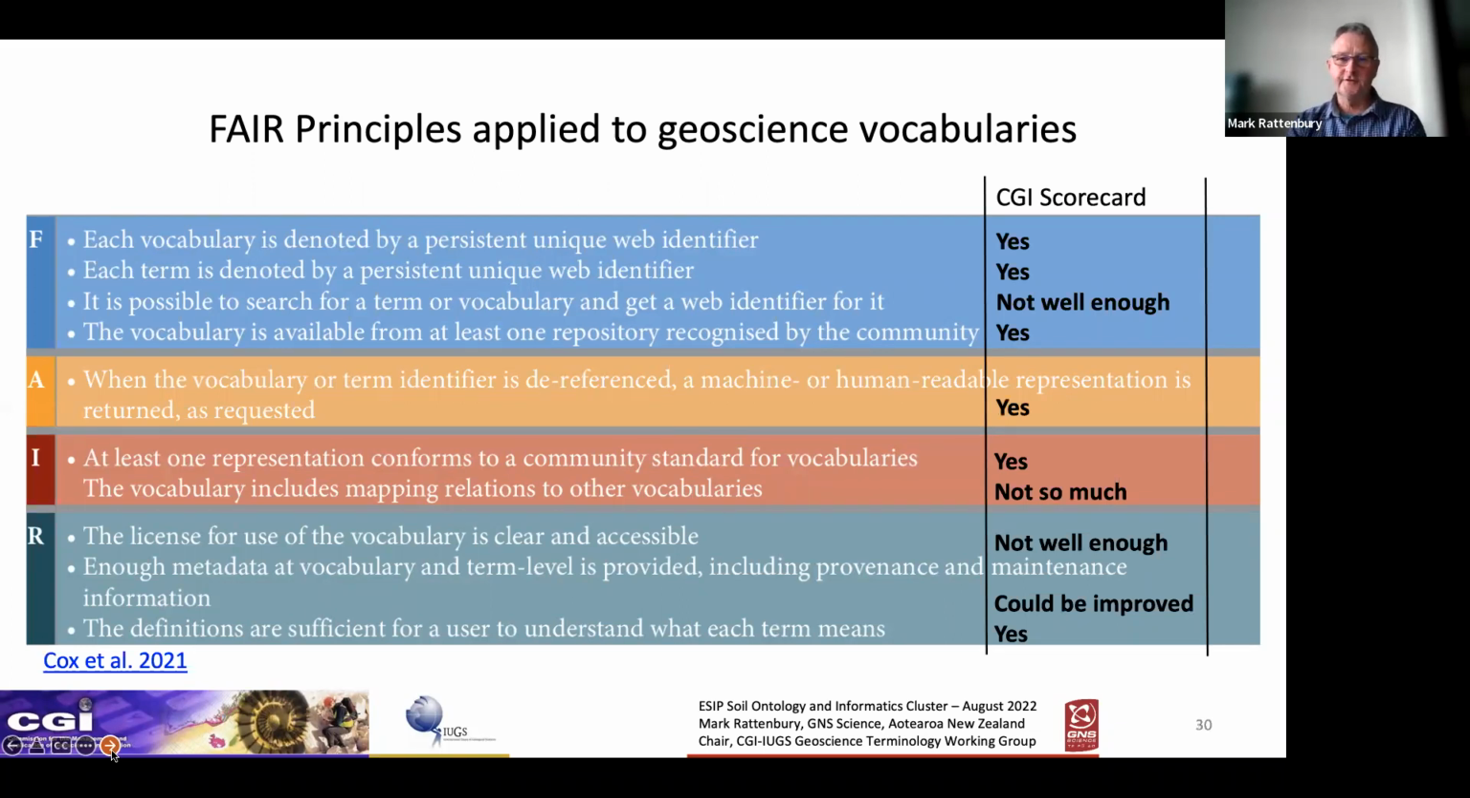So this is a self-assessment for where CGI are at in terms of how our vocabularies meet those FAIR principle components. You can see that we're not perfect. We've definitely got some good things going, but there's certainly some areas for a little bit of improvement. I won't go too much into that, but I think the reason that we were doing reasonably well is that we've got that comparatively good governance structure around us.